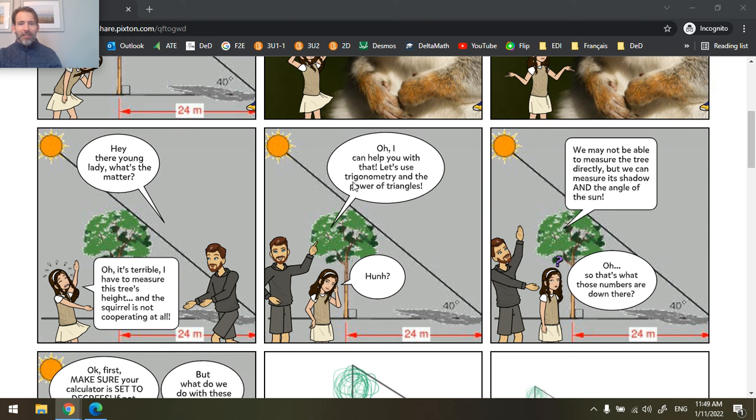Oh, I can help you with that. Let's use trigonometry and the power of triangles. We may not be able to measure the tree directly, but we can measure its shadow and the angle of the sun. Oh, so that's what those numbers are down there.